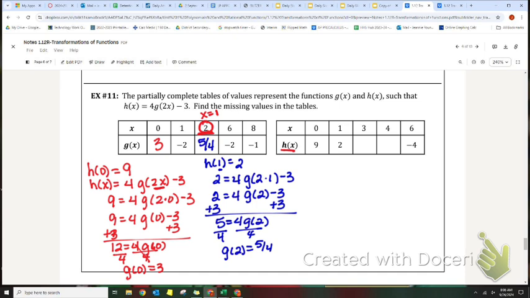Now, I'm looking for h of 3. So we're just going to plug in h of 3, because we don't know what h of 3 is, but we know h of 3 is equal to 4 times g of 2 times 3 minus 3. So h of 3 equals 4 times g of 6 minus 3. So h of 3 equals 4. We know g of 6 is negative 2 minus 3, and so we find that that is equal to negative 11.